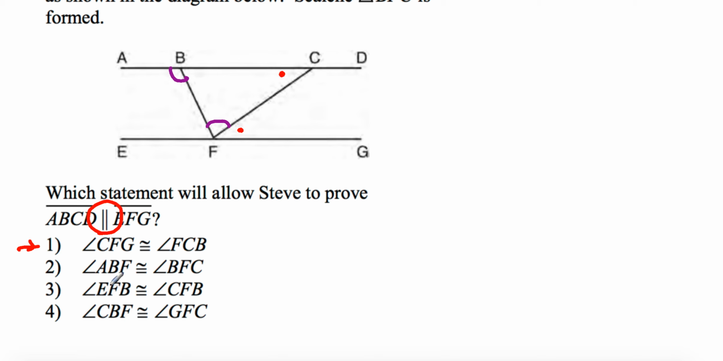Third one, EFB, which is this angle, and then CFB, which is this angle. So once again, these 2 are not supplementary angles, so therefore, the third one is not it. And when you check it, the fourth one will not be it either. So hence, number 1 is our answer.